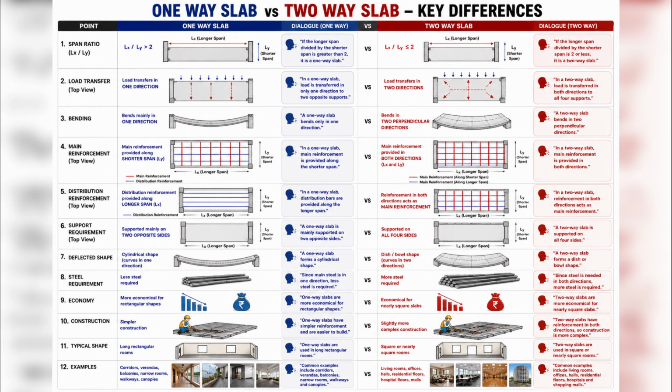7. Deflected shape. Watch the deflection. A one-way slab forms a cylindrical curve because it bends in one direction. A two-way slab forms a dish or bowl shape because it bends in both directions.